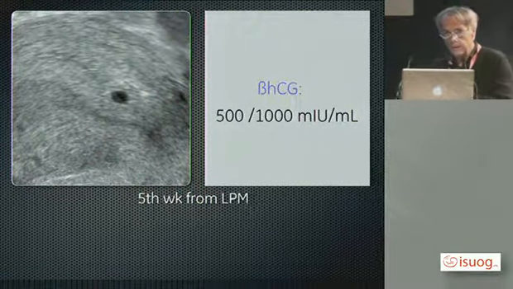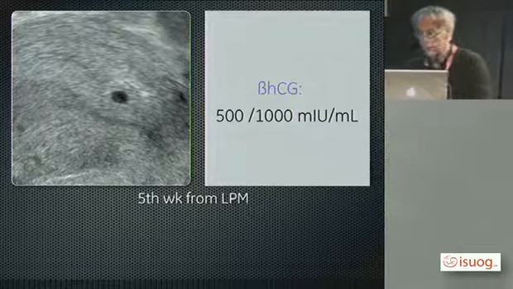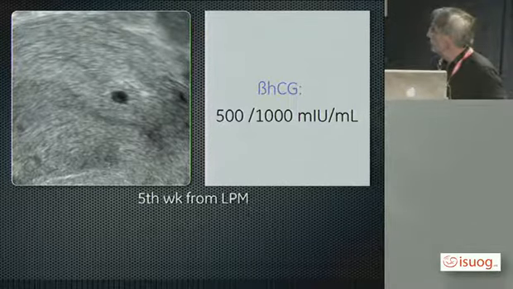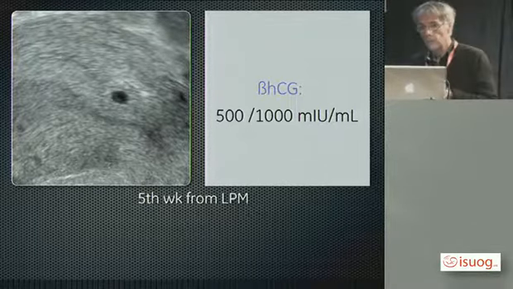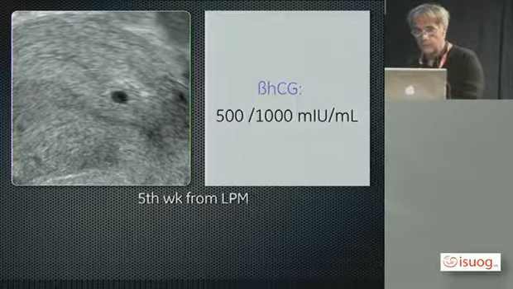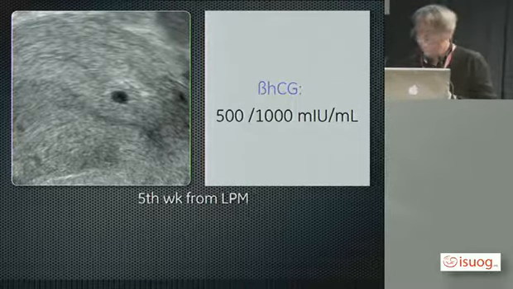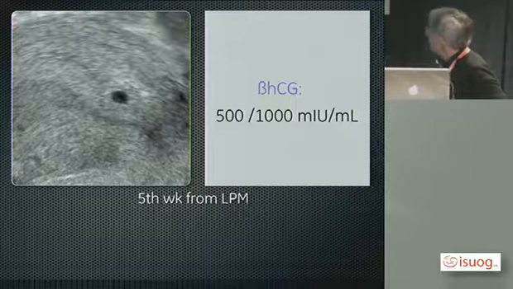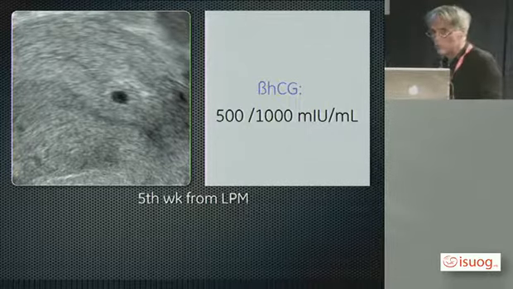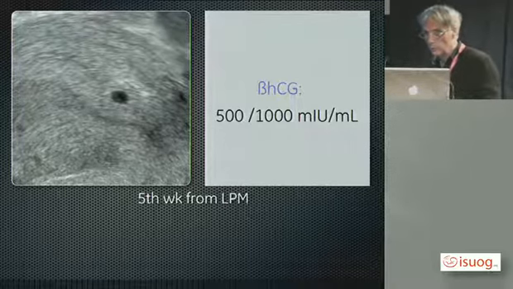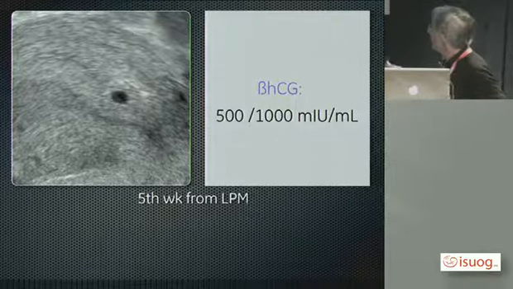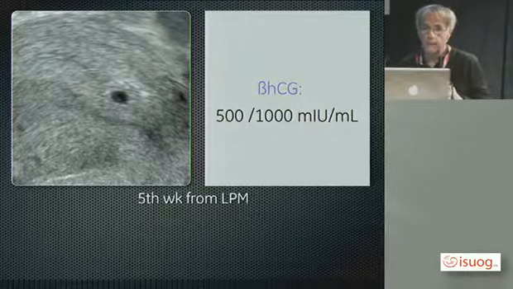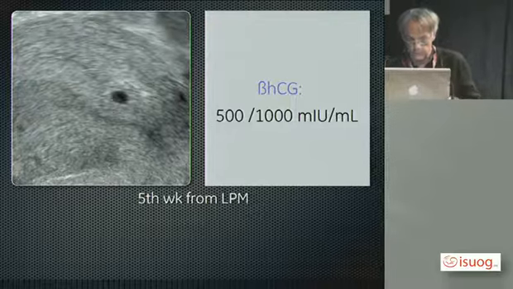So at the really early stage of pregnancy, we can see the gestational sac during the 5th week from last period. And with the beta HCG at 500 you can see the gestational sac. If you have 1000, you have to see the gestational sac. If you don't see the gestational sac with 1000, that means there is a problem, maybe an ectopic pregnancy.